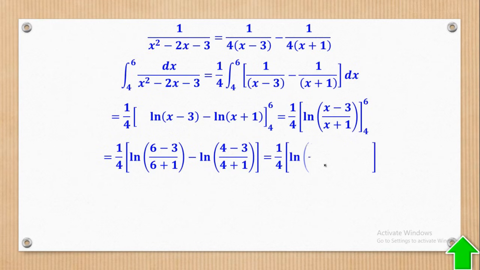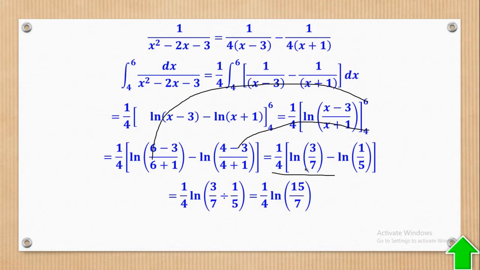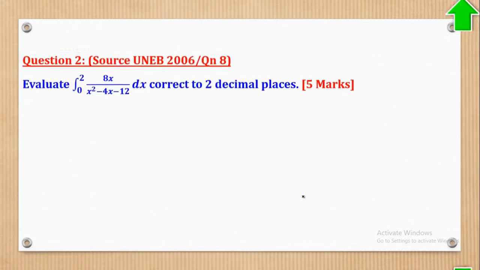Now next is to substitute our limits. So substitute, beginning with the upper limit, then followed by the lower limit. You simplify, you come up with this. Then next is now to get the required value, which is that.